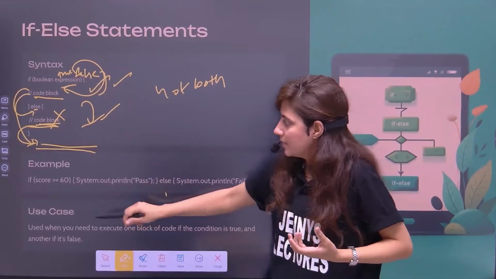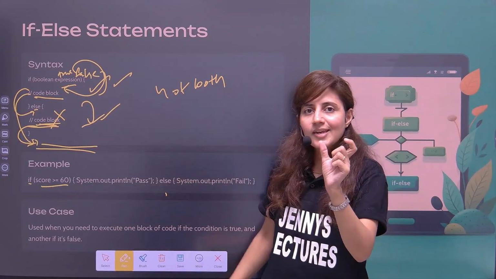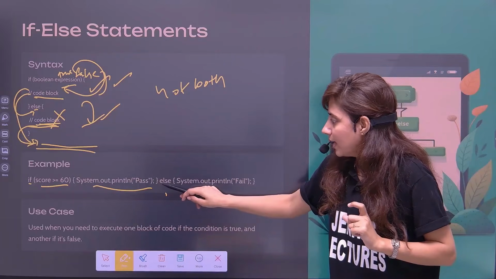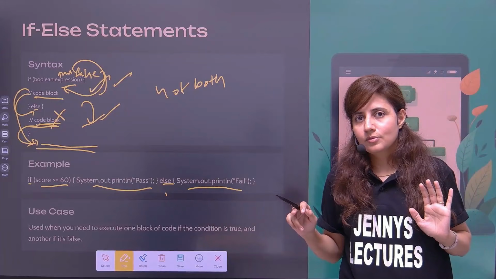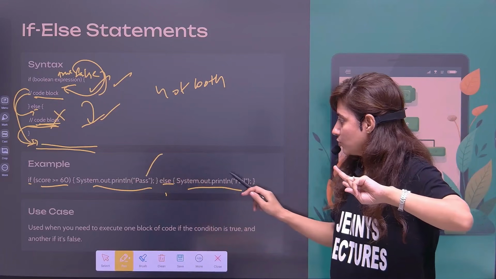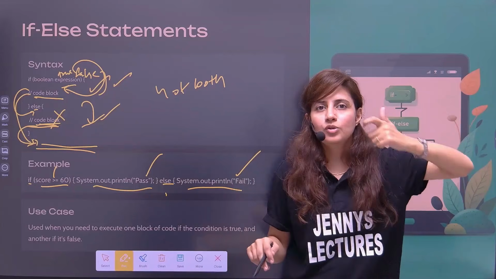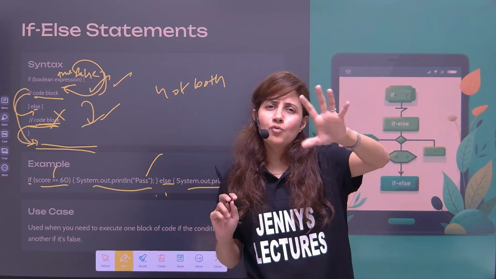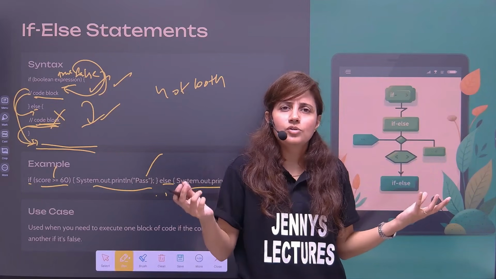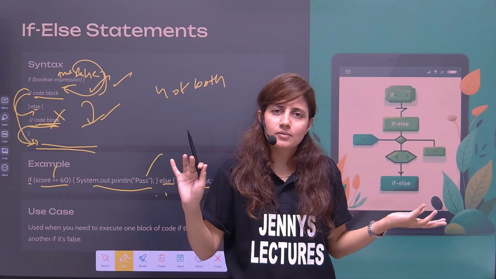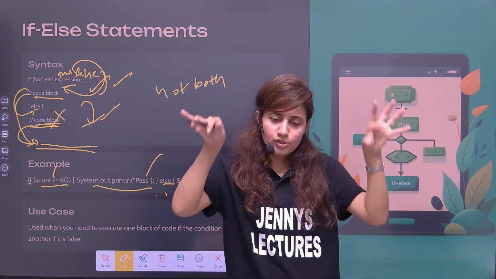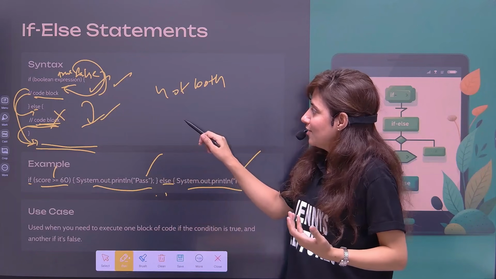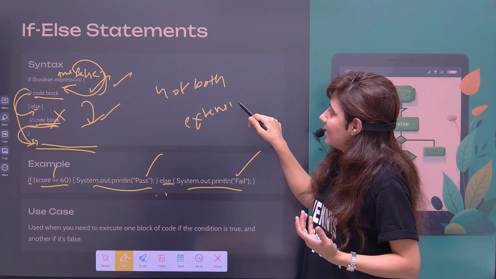Okay. Suppose one example is like if score is greater than or equal to 60, then just print pass, else fail. So we have two choices. One is pass, one is fail, and based on this condition, you decide either this or this. And in simple if, we were having only one condition and one choice only. That's it. Otherwise, just skip that part and do whatever is there outside of that if. So this is like an extension of if. This if else, we can say, is an extension of if.